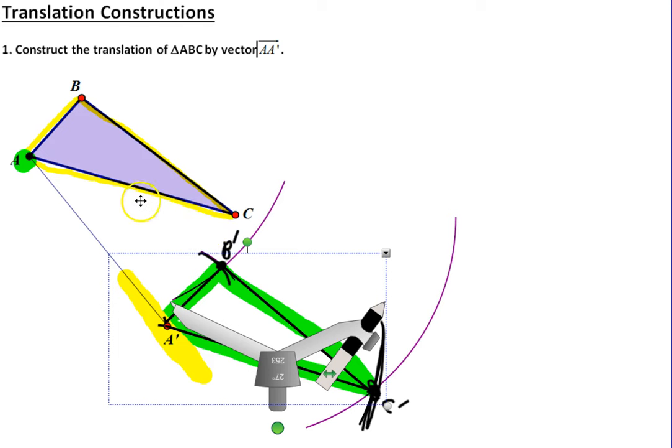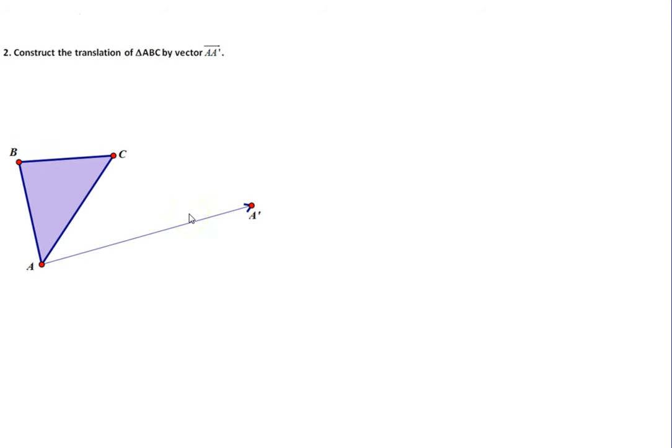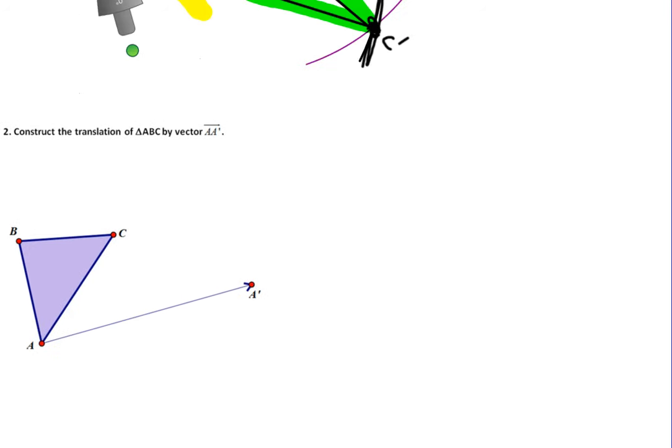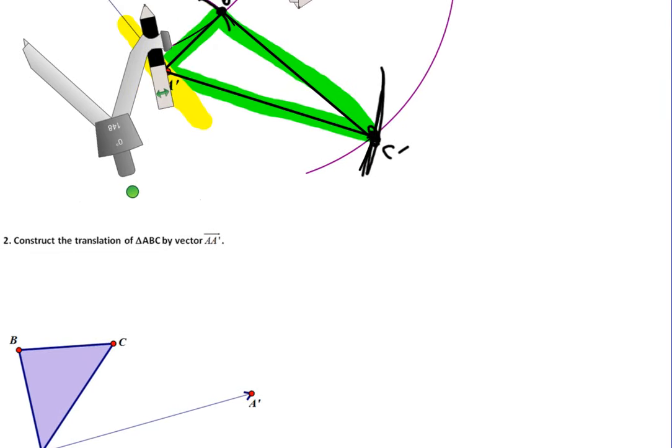Okay, I did translate ABC. All the points moved this vector away. Okay, the next construction I want to do is to construct the translation of triangle ABC by vector AA prime. So similar problem to what we just did. It's in a new direction and a new distance. So I need to go get the compass, and we're going to use those same steps we did last time.